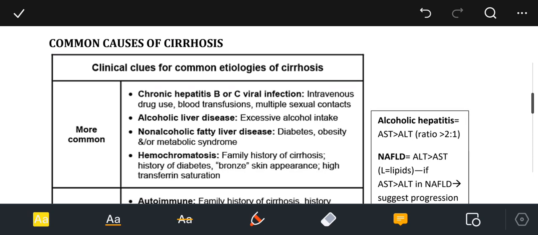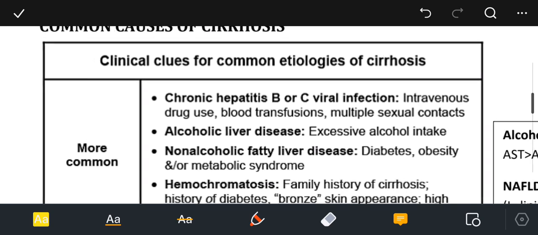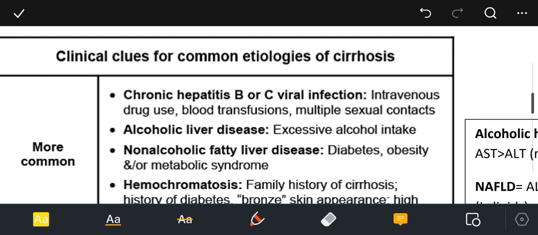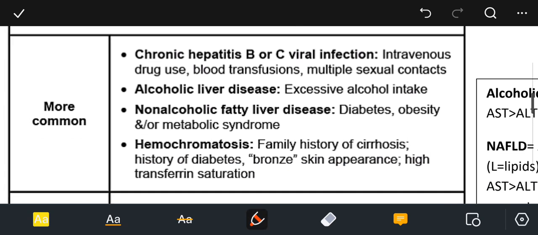Now let's come back to cirrhosis. So the most common causes of cirrhosis are as follows. Clinical clues for common etiologies of cirrhosis. More common are chronic hepatitis B or C viral infection, intravenous drug use, blood transfusions, multiple sexual contacts. They can lead to both of these viral conditions like hepatitis B and C. Both of them can be caused by IV drug use and blood transfusion and multiple sexual contacts.